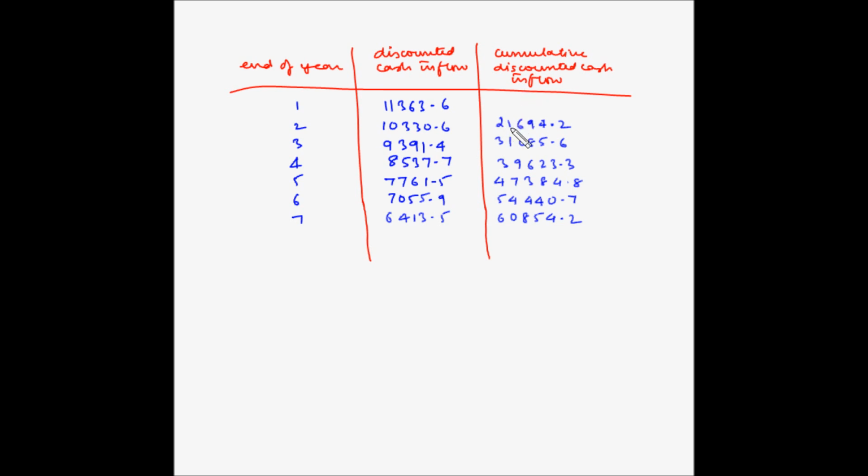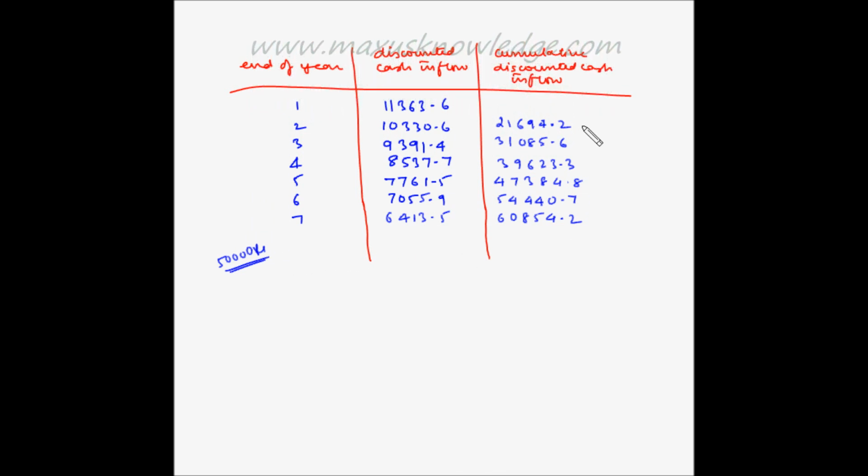Also, I have listed the cumulative discounted cash inflow. So at the end of the first year, the cumulative is the same as the first year's cash inflow. At the end of the second year, the cumulative is the addition of the first year and the second year. At the end of third year, the cumulative is the addition of first, second, and third year's cash inflow, and so on. Now, we need to recover the investment outlay of 50,000 rupees.